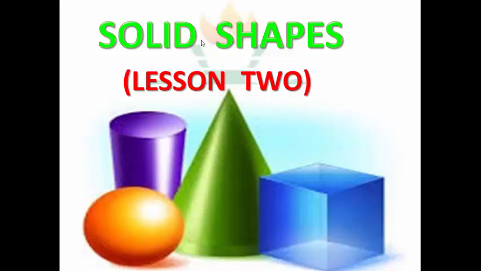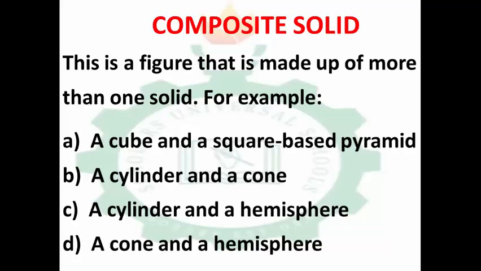So today we are going a little further, to how to find the total surface area and volume of composite solids. A composite solid is a figure that is made up of more than one solid. For instance, a cube and a square base pyramid. You can see there are two solids, but they are being made to be one.